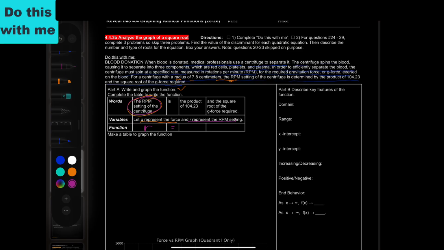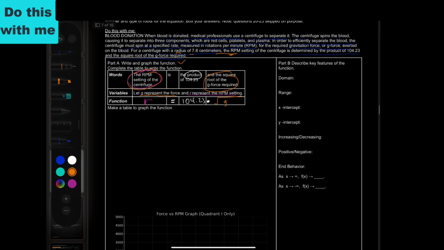R is equal to 143. Maybe we should make it white or something. 104.23. And then the word product is multiplication. And then the square root of the G-force. So that's just going to be square root of G. So you're just putting out math symbols here, okay?